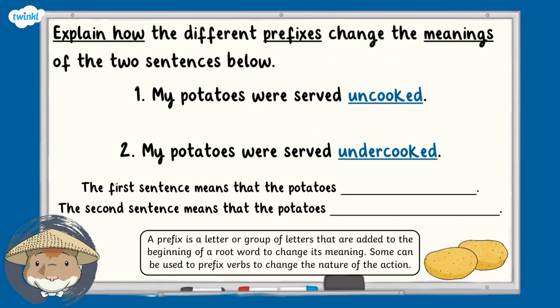Let's try this next question, which asks you to explain how the prefixes change the meaning of the verb cooked in the two sentences. Sentence starters have been given to help you structure your answer. My potatoes were served uncooked. My potatoes were served undercooked. The first sentence means that the potatoes... The second sentence means that the potatoes... Pause the video here and have a go on your whiteboard, piece of paper, or be ready to say your answer out loud.